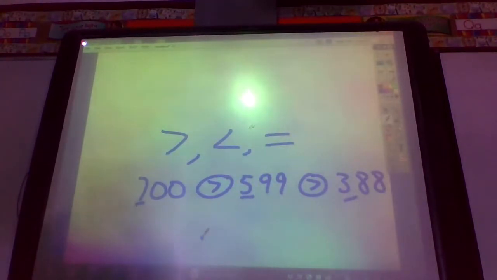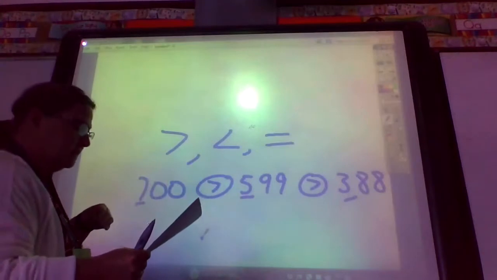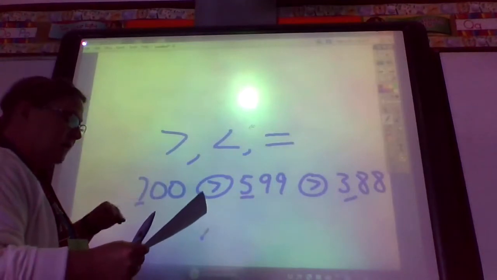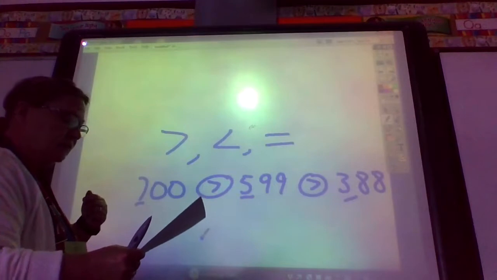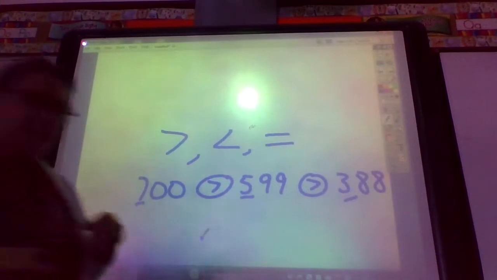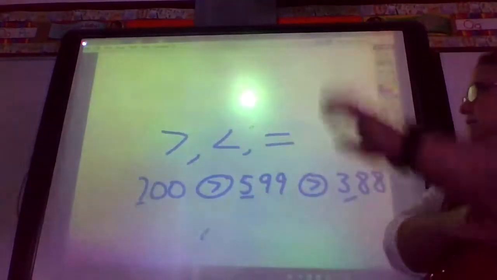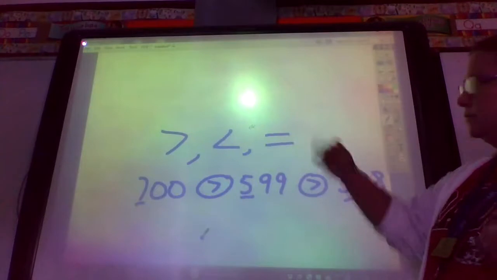And then on your exit ticket, it's asking you to write them from least to greatest for 3 numbers. And then on number 2, it's asking you to write them from greatest to least for your exit ticket that you can do today, okay? I know it's a lot, but we're working with words and numbers. We're working with symbols and numbers.